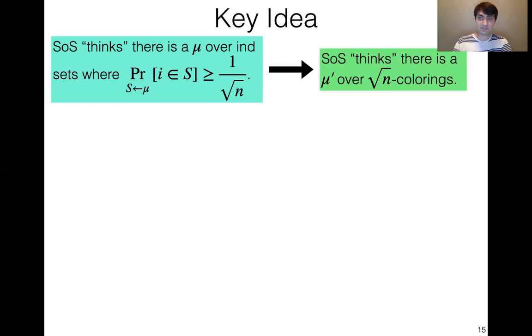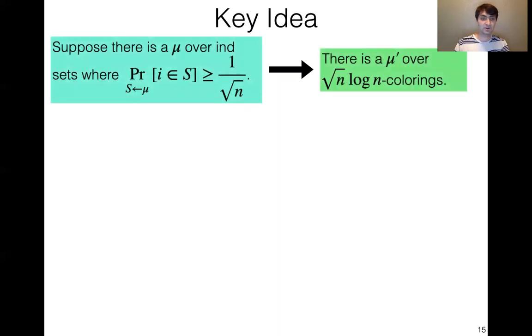So let me now explain the key idea of our proof. Instead of these statements about what SOS thinks, let's think of an ideal case where we suppose that there actually is a mu over independent sets where this holds. And we want to now construct a mu prime over root n log n colorings. And here I've put the log just to be more precise. So how do we prove this?